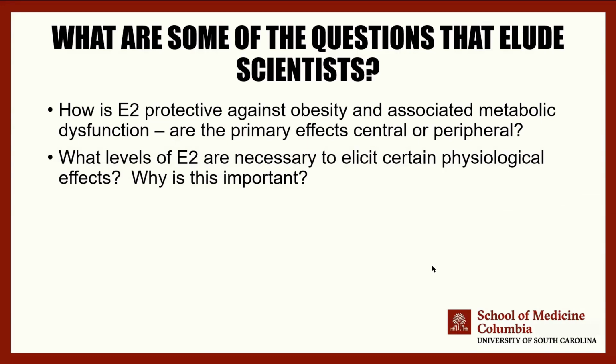Now, why is this important? Well, we know that E2 deficiency, for example, is also associated with osteoporosis. So, for example, do we need a minimal amount of E2 to rescue bone mineral density loss? Is there a certain threshold that we need to reach to impact E2's effects in the brain, or affect inflammation, or affect glucose metabolism? These are questions that we'd like to answer.